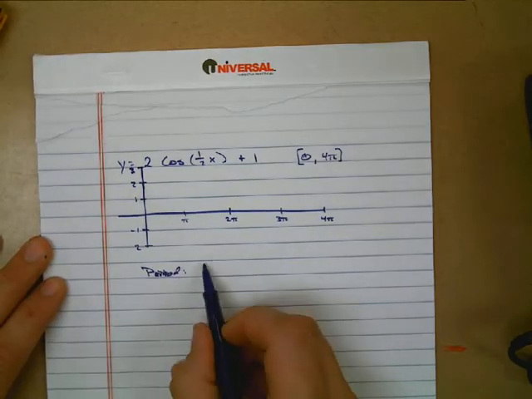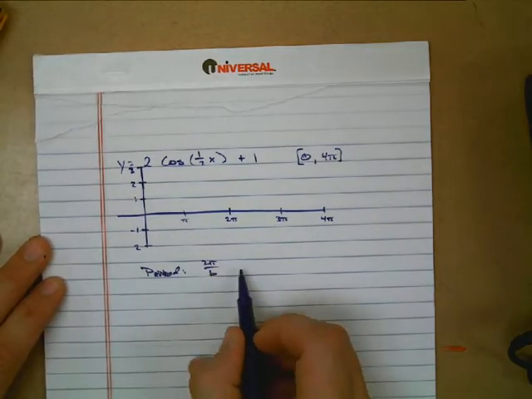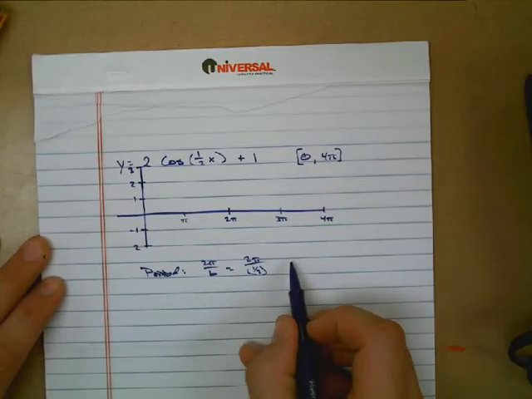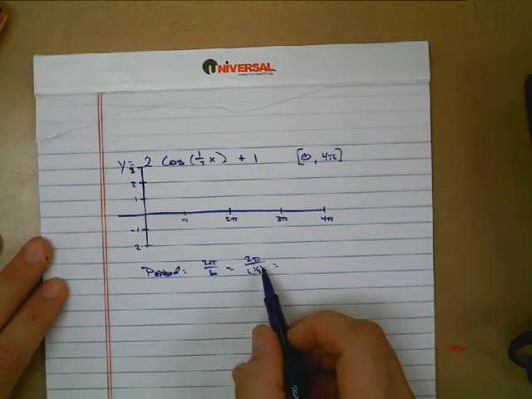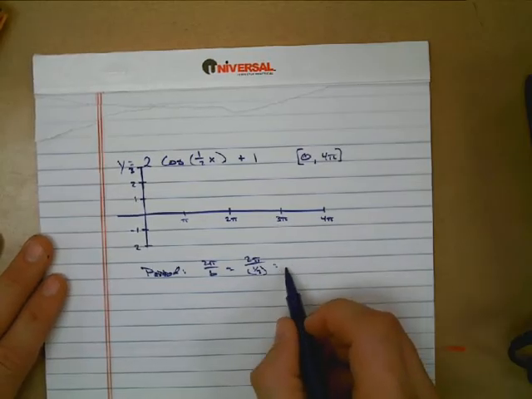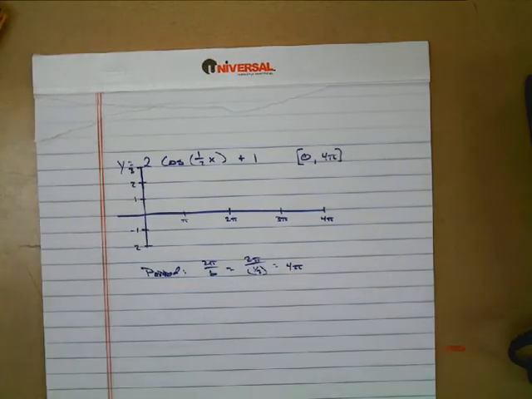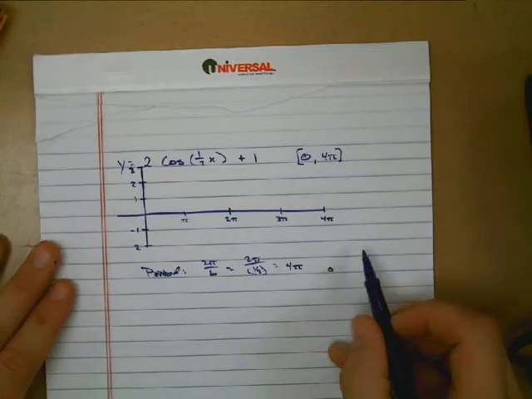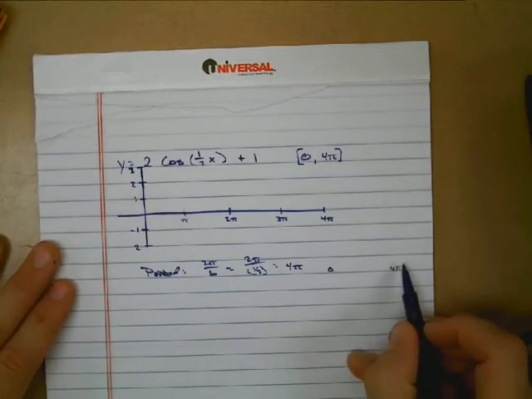So I need to break 4 pi, or 0 to 4 pi, into quarters, because that's where my key values are going to occur. So half is 2 pi, pi, and 3 pi. So it turns out that from 0 to 4 pi, we're only going to be able to graph one single period of this function. So what we need to do now is graph this.